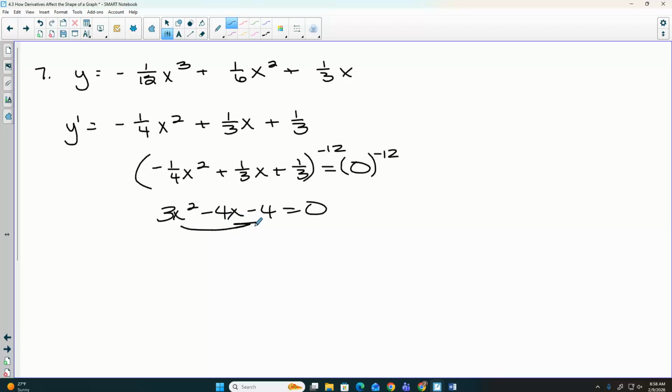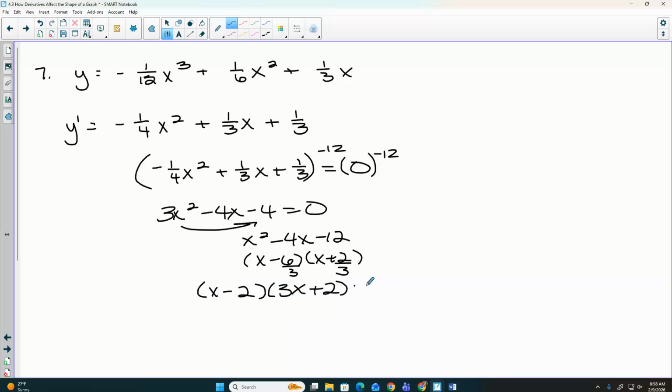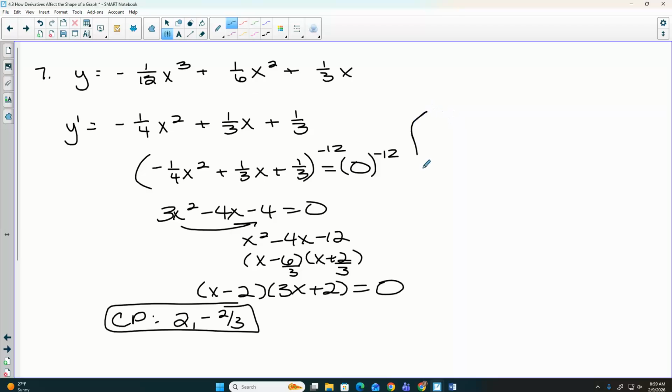Then we can do slip and slide. Minus 6x plus 2. Divide our 3 back. 3x minus 2, 3x plus 2. So what are the critical points? 2/3 and negative 2/3... We use those to decide increasing, decreasing, max, and min.